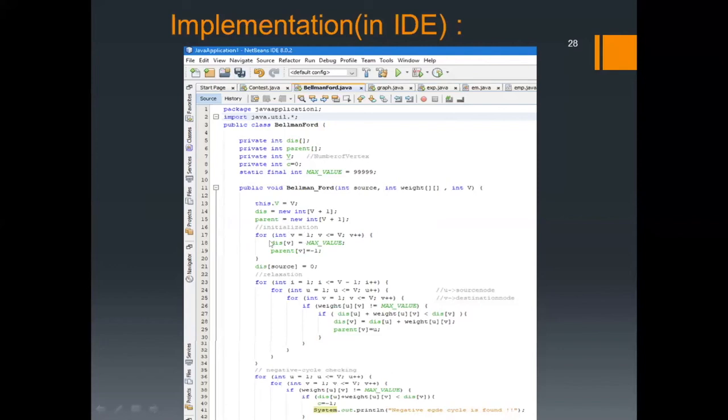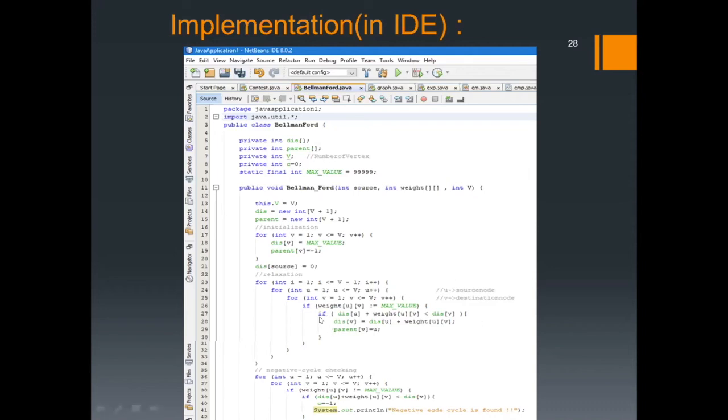Initialization part, I initialized here. Every distance is max value, that means infinity, and parents will be minus 1, that means null, and distance of source will be 0. And here is the relaxation part, I will iterate this loop V minus 1 times, I mean vertex minus 1 times, and in every relaxation part I will relax each and every vertex.